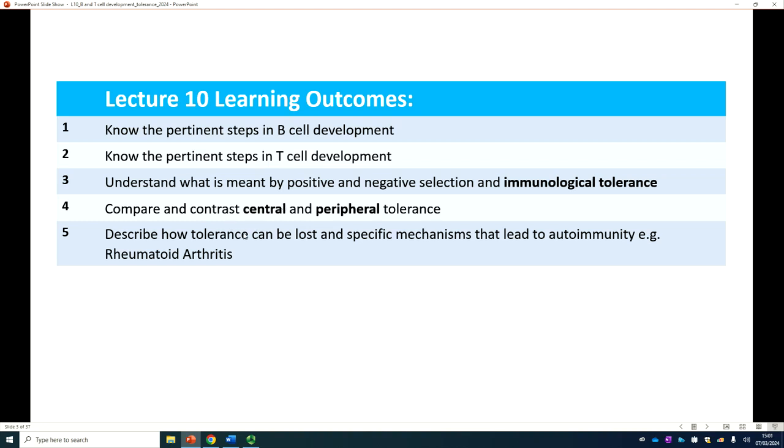And then also have a quick look into how tolerance can be lost and the specific mechanisms that can actually lead on to autoimmunity. And we'll just have a quick look at rheumatoid arthritis.